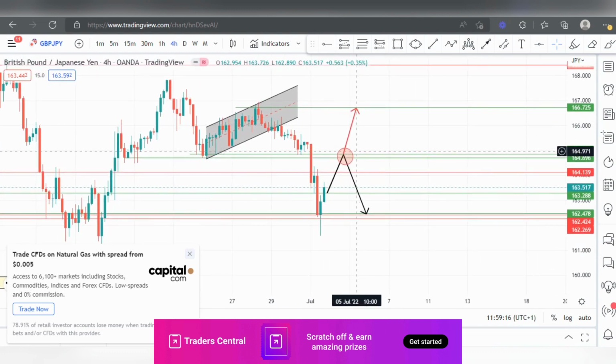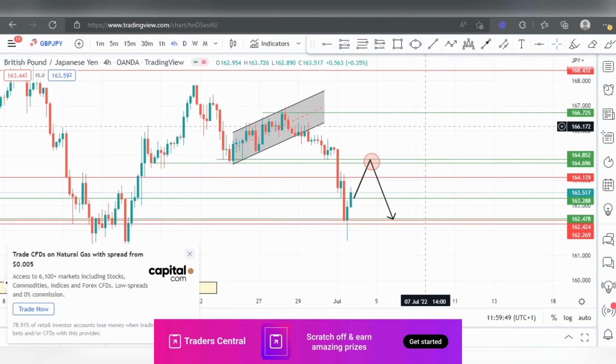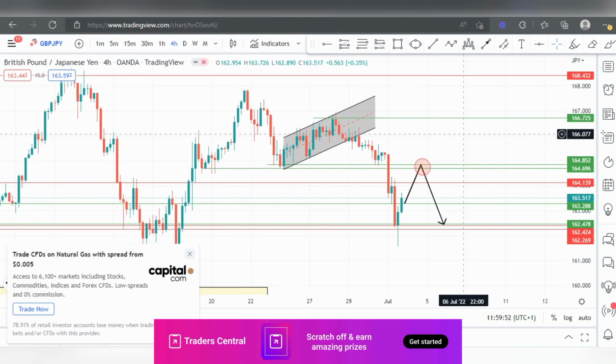So again, the 164.8, 164.9 area is very key for us. And we just need to wait patiently for price to get to that level, and then we'll see how price reacts. If you're already in this buy trade from here, that's okay as well. You should be looking to take your profit when it gets towards the 164.8 area, or at least move your stops and manage your trade, because there may be some price reaction around that level. So that is what I'll be looking out for in the coming week for Gbpjpy.